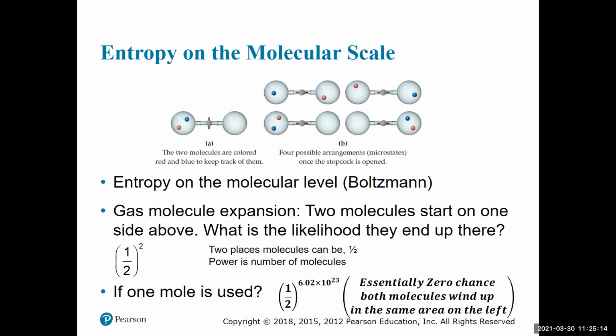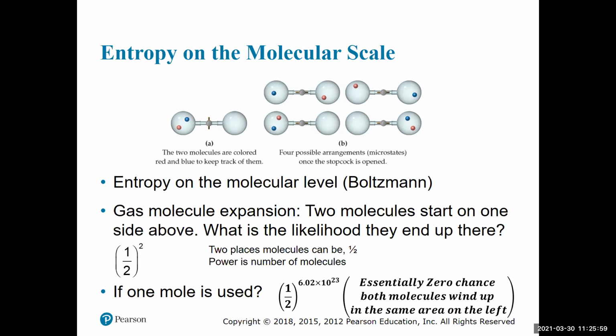So we could have predicted that through this equation. So 1/2 squared. The 1/2 means there's two places that the molecules can be. They can either be on the left-hand side or the right-hand side. There's no other choices. So two places can be, it's one of those two places they're at. And then the power, that squared, is the number of molecules. So for this example, we've got two places it can be, and we've got two molecules. So the math's actually pretty easy, pretty simple. We don't have a lot of choices here. It's 1/2 squared. And that tells us what are our possibilities.